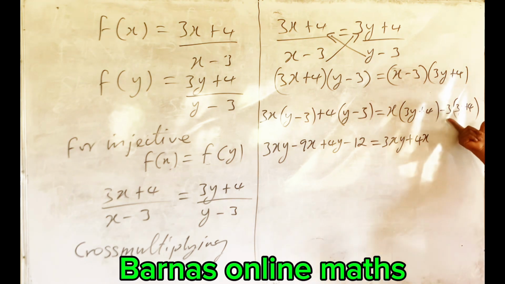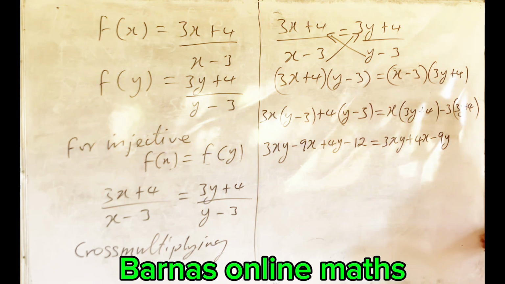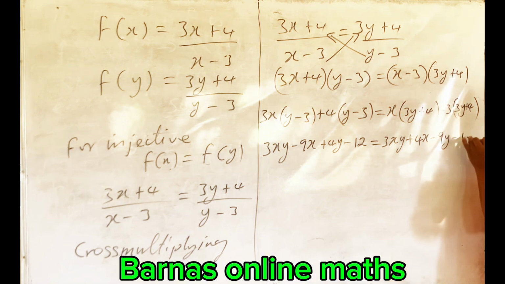That's for that. Then coming here, minus 3 outside the bracket will also multiply the 2 terms inside this bracket. If we do that, this is going to be minus 3 times 3y will give us minus 9y. Again, minus 3 times 4 will give us minus 12.